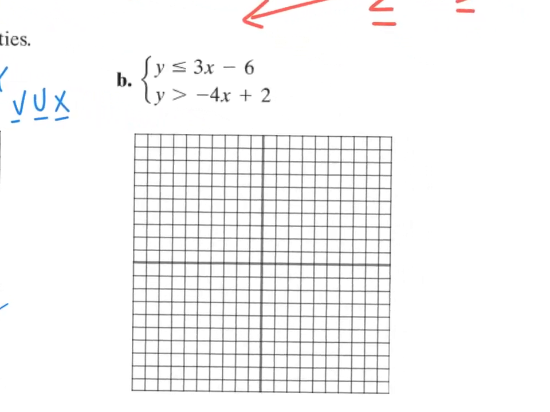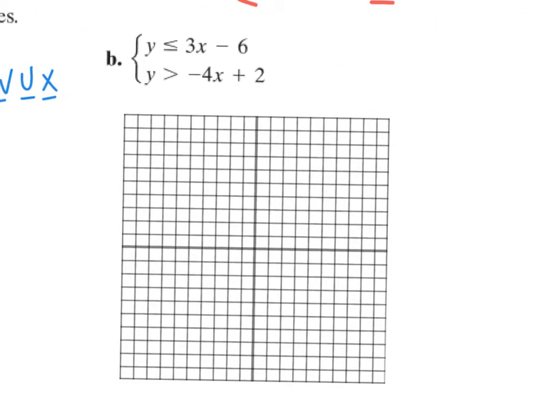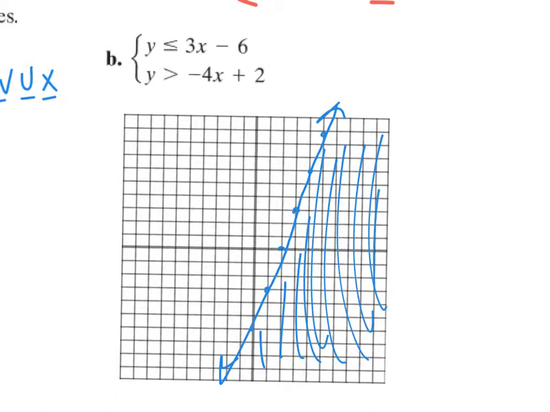Okay, letter B. I'm going to graph y is less than or equal to 3x minus 6. So I'm going to start at -6 and go up 3, right 1. I'm going to make a solid line and shade less than, because I'm going to shade underneath it. Remember we talked about putting a person on a ladder, and it's less than, so you shade under the person. And then y is greater than -4x plus 2.